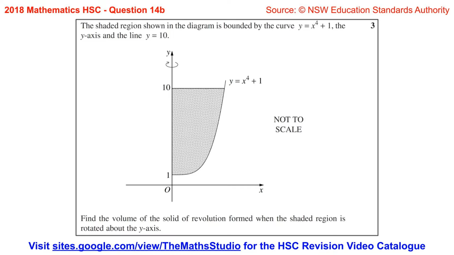Question 14b. The shaded region shown in the diagram is bounded by the curve y equals x to the power of 4 plus 1, the y-axis, and the line y equals 10. Find the volume of the solid of revolution formed when the shaded region is rotated about the y-axis.